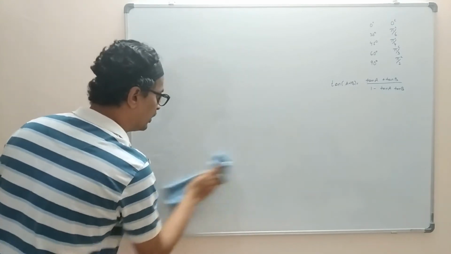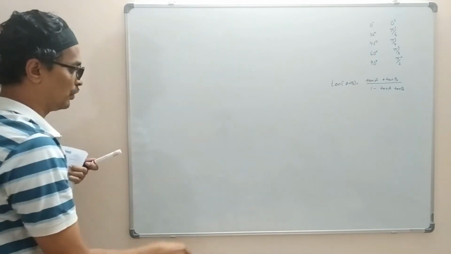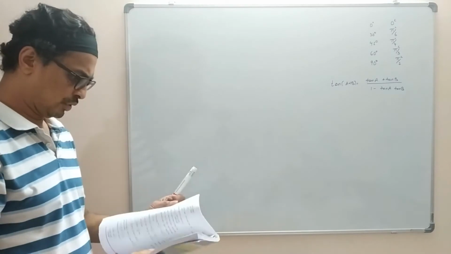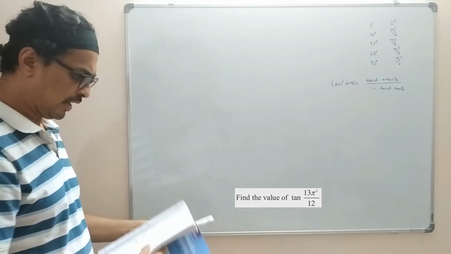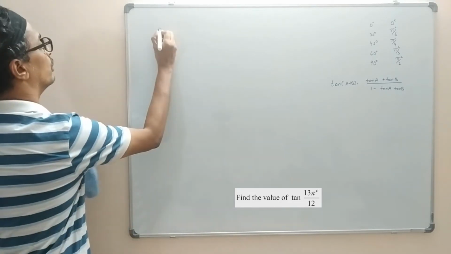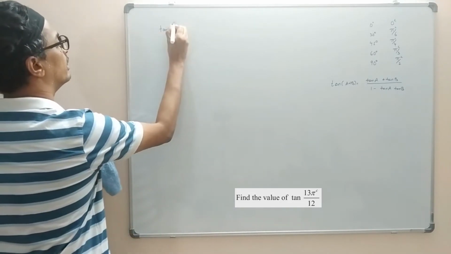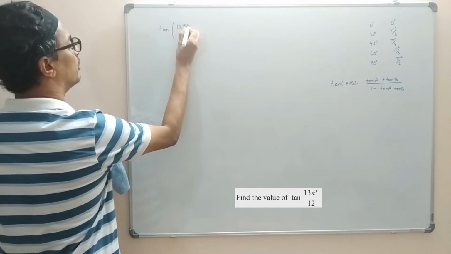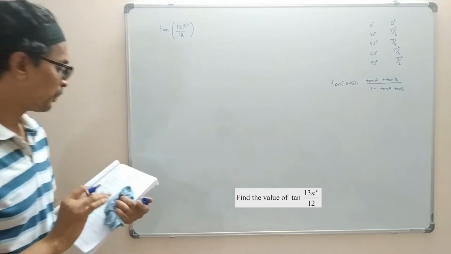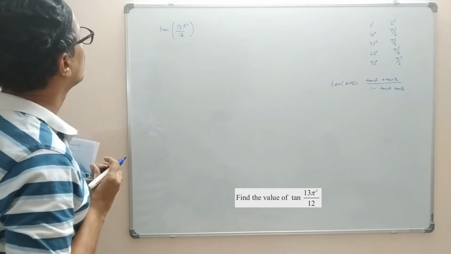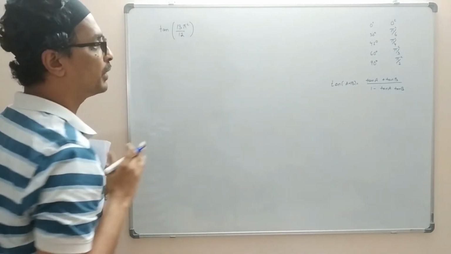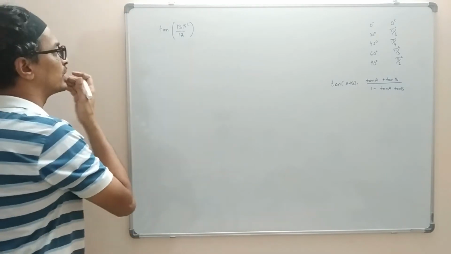That is something interesting. Let us pick up one solved example. So let us do this one. Find the value of tan 13 pi by 12 radians. You want to find out tan 13 pi by 12 radians. Okay? So how are we going to write it? First let us see, we have to get it in this form.